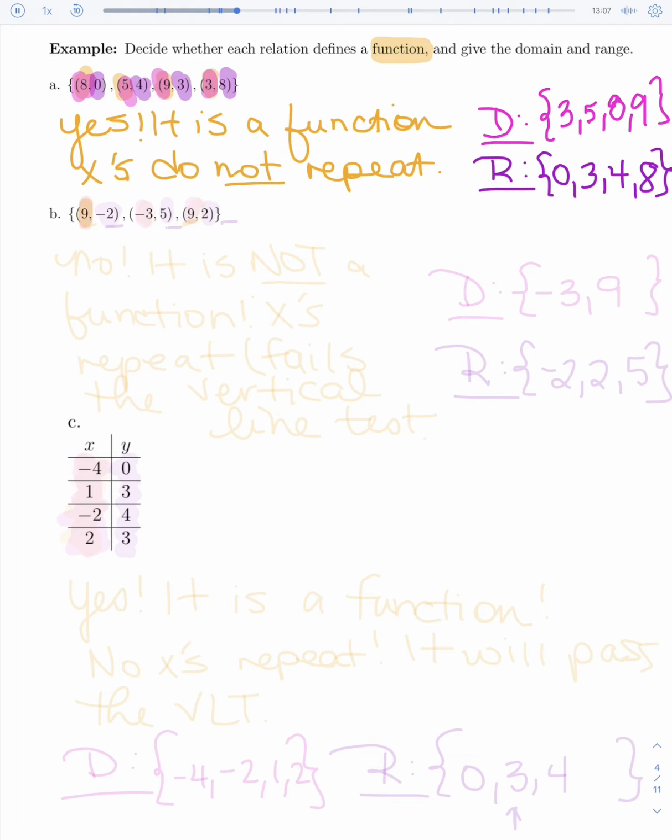Take a look at B. In B, if we start by looking at the x values, what we'll notice right away is that we have a set of x values that repeat. The 9s repeat, which means that this graph is not a function. It won't pass the vertical line test because we'll have 2 points on top of one another because they have the same x values. So it is not a function. It won't pass the vertical line test because x's repeat.